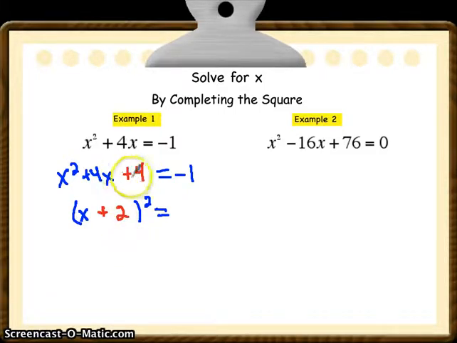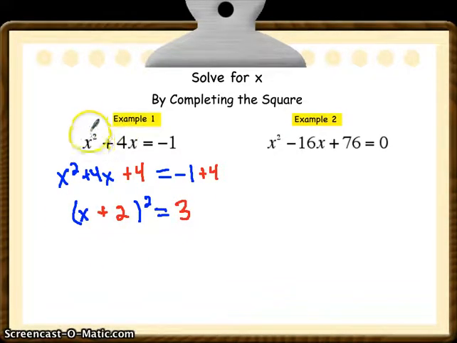The only way we're going to factor correctly is if we have a plus 4 on the left side of our equation. However, to balance, remember that in completing the square, you can't just add 4 on the left side. That's basic equation work. You also have to add 4 on the right. So 4 plus -1 gives me 3. X squared plus 4x plus 4 factors to x plus 2 squared. -1 plus 4 is 3. And now we can solve our equation.